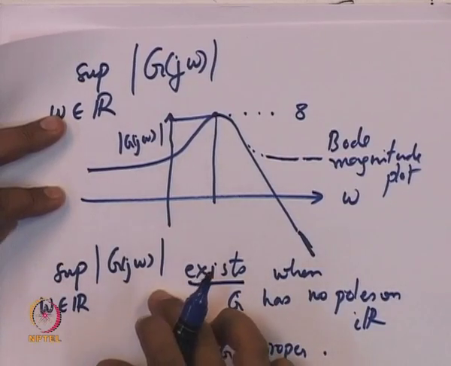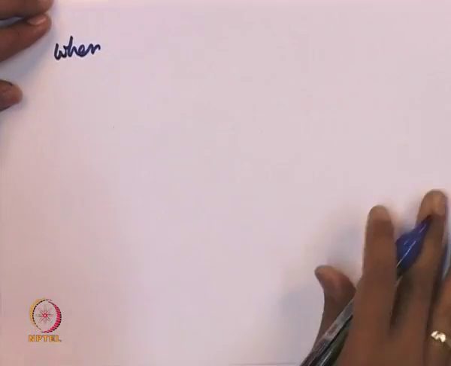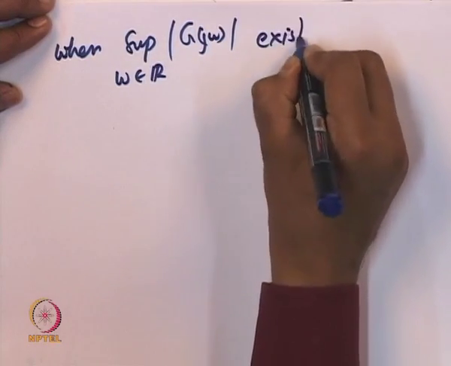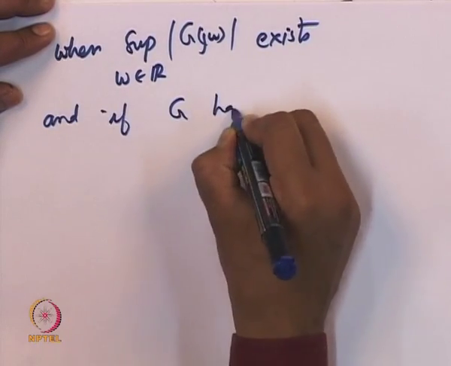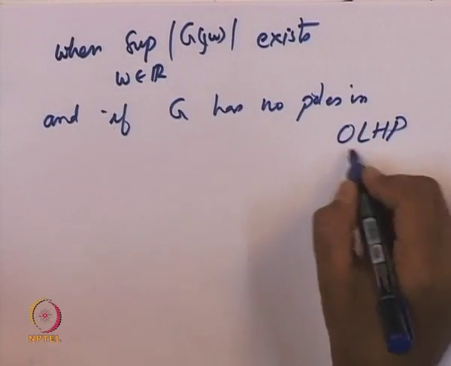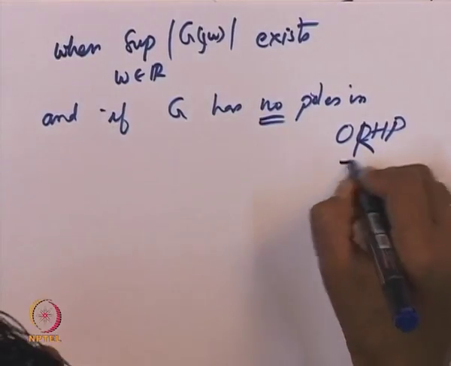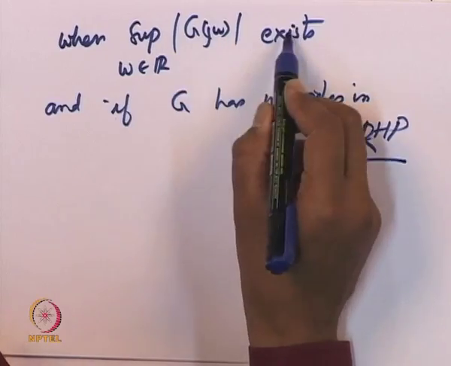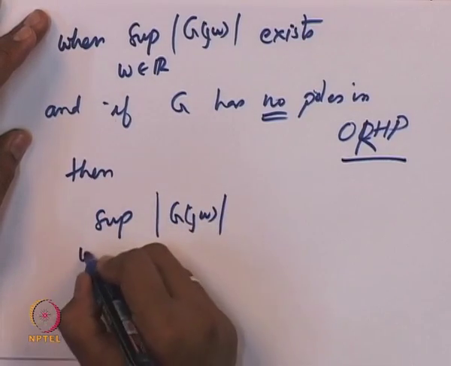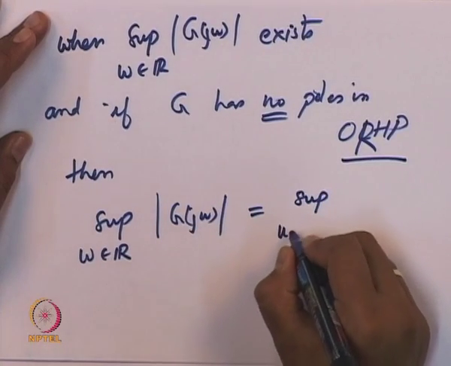But just because it exists doesn't make the supremum equal to the L2 induced norm. When is it equal to the L2 induced norm? When the supremum of |G(jω)| exists and if G has no poles in the open right half complex plane. This has got ruled out. The imaginary axis already got ruled out because the supremum exists. Then the supremum is equal to the L2 induced norm. This is a frequency domain condition, and what I write here is a time domain one.